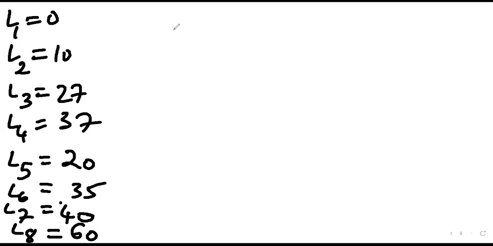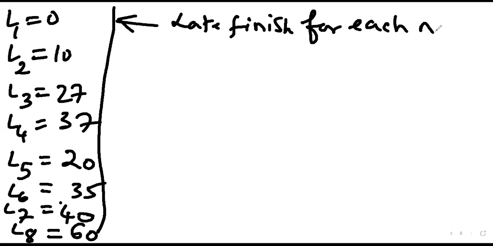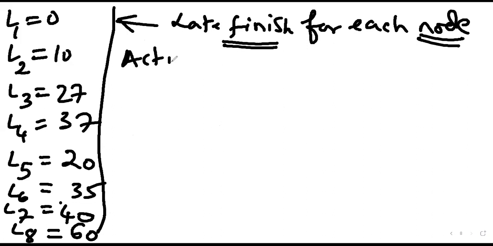All right. So once this is done, next we are supposed to determine the latest finish for each node. These are nothing but late finish for each of the nodes. Highlight these two things, finish and node. How many activities are there? 8 activities.